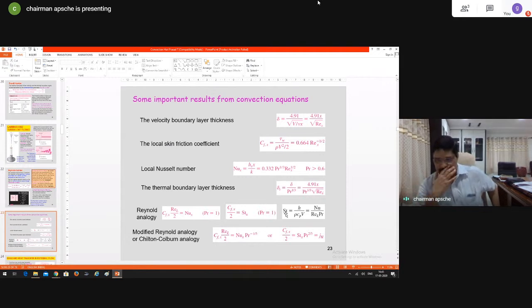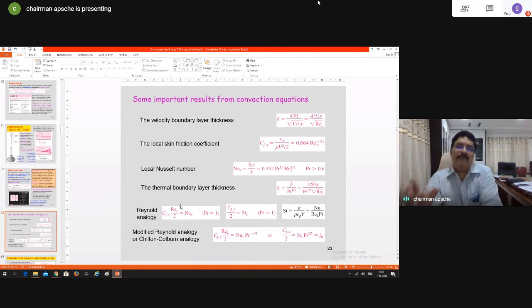Here are some new derived numbers. Nusselt divided by the product of Reynolds and Prandtl, we call it the Stanton number. Prandtl multiplied by Reynolds, we call it the Peclet number. The Stanton number is the ratio of Nusselt to the product of Reynolds and Prandtl, by either the Reynolds analogy or the Chilton-Colburn analogy.